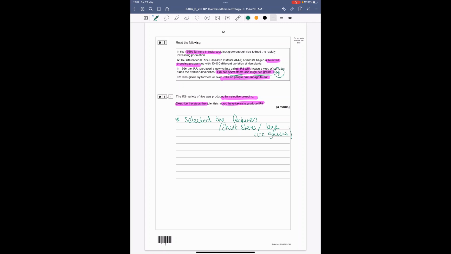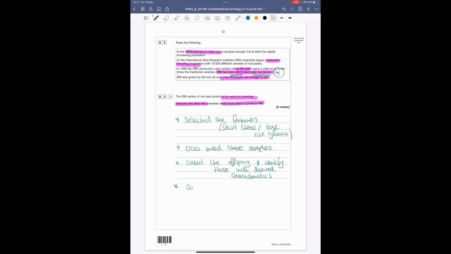Once we've selected our features, we would cross breed these samples. Okay, we would then collect the offspring and identify those with the desired characteristics again. We would then allow those ones only to breed again. So we would do this over multiple generations.